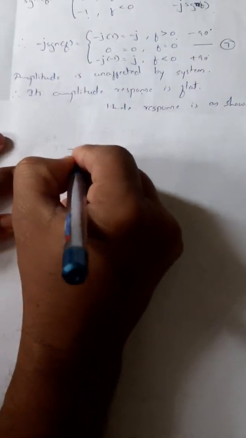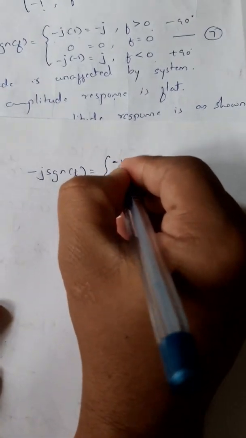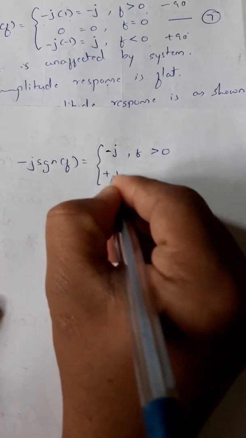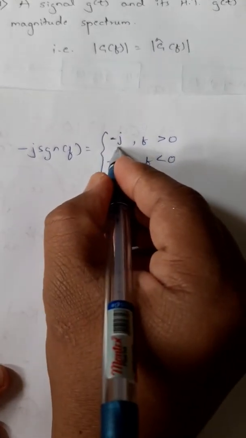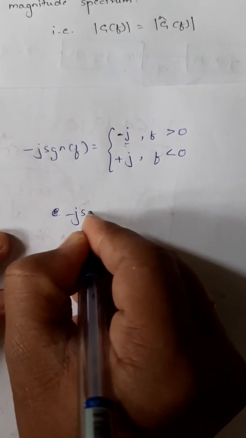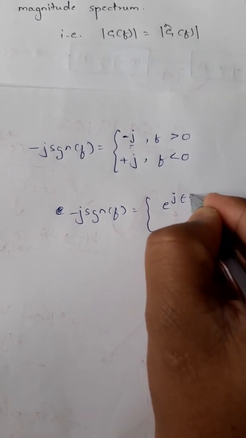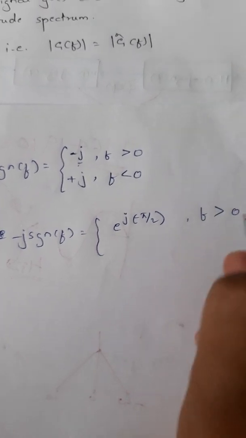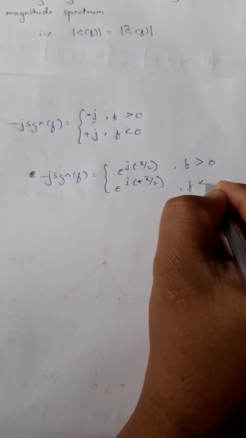The answer for this is, I'll take that equation here. It is minus j signum of f, I'll just leave the 0 part. So minus j for f greater than 0, plus j for f less than 0. What does this minus j mean? It's imaginary. We know that minus j signum of f is equal to e raised to j minus pi by 2 for f greater than 0, e raised to j plus pi by 2 for f less than 0.